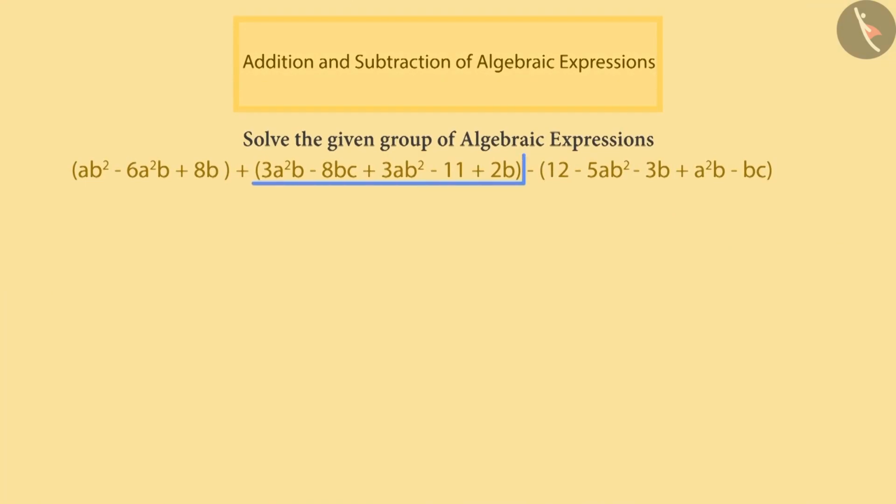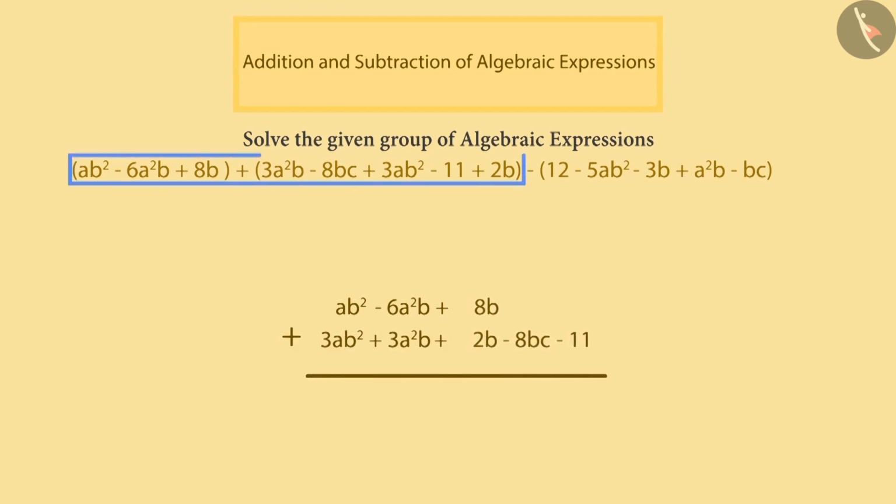Here, we first have to find the sum of these two expressions and then subtract this expression from that sum. So let's add these two expressions. Let's first write the first expression. Now while writing the expression which is to be added, we should note that we write the like terms one below the other. Thus, we get the sum of the first two expressions.